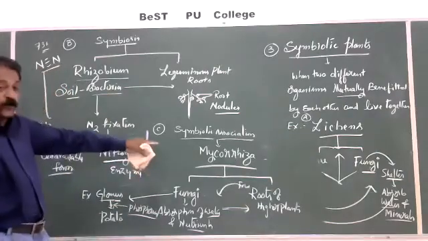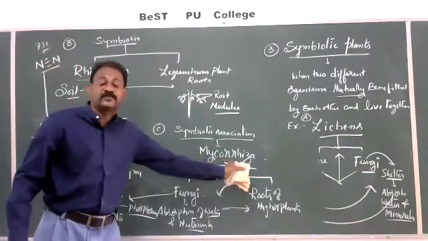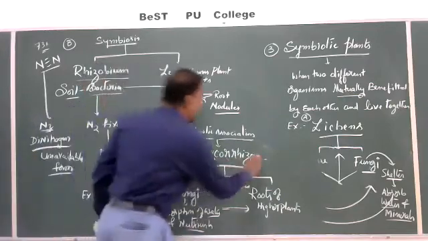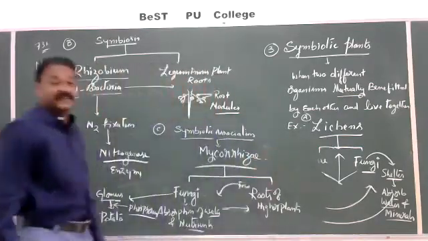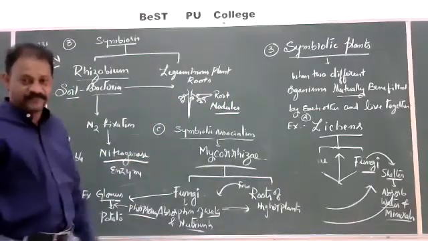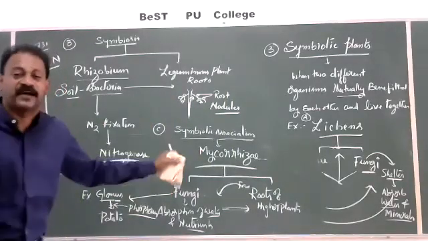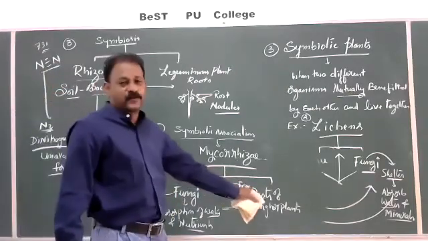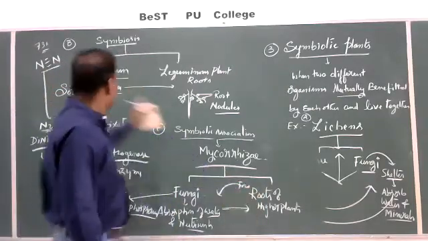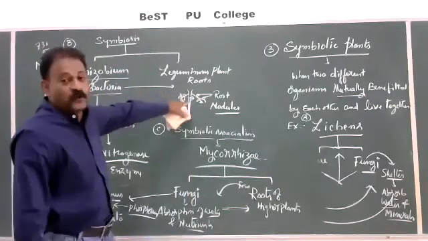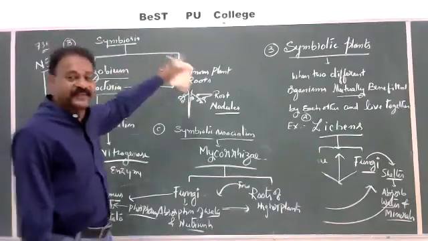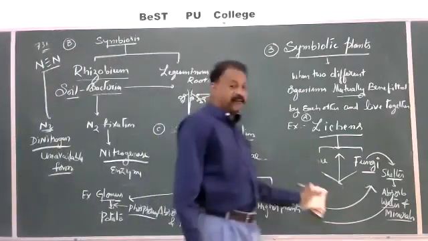So, myco means fungi, rhiza means roots. Mycorrhizae is a term which indicates a symbiotic association between fungus and roots of higher plants. Root nodules are a symbiotic association with rhizobium bacteria, and lichens are a symbiotic association of algae and fungi.